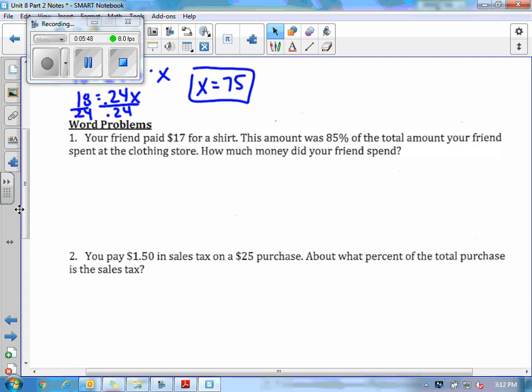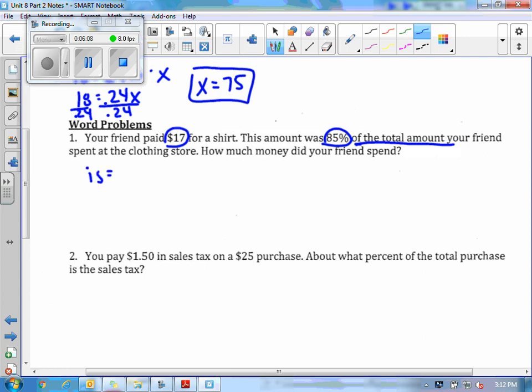Number 1 says your friend paid $17 for a shirt. This amount was 85% of the total amount your friend spent at the photo store. How much money did your friend spend? So I have $17, which is what they paid, and I have 85% of the total amount. So is equals percent times of. 17 is the amount that I paid, and 85% of the total, which is what we're looking for.